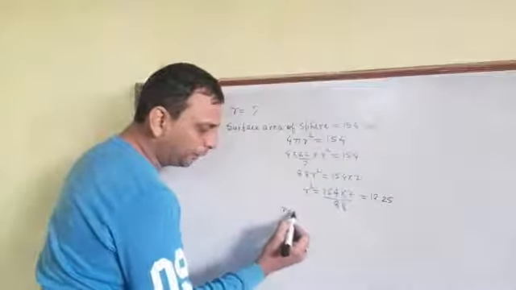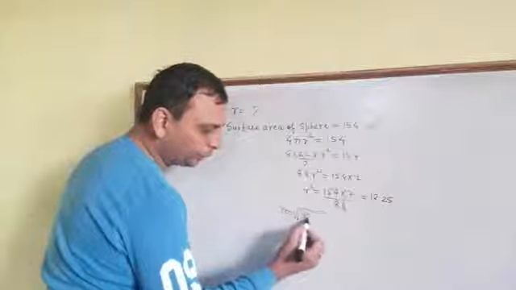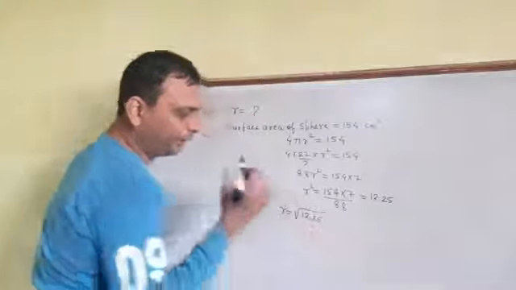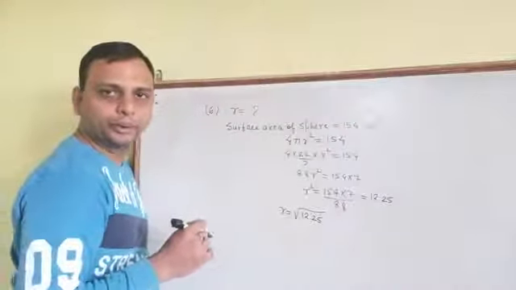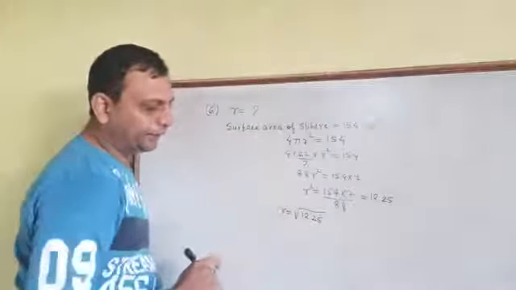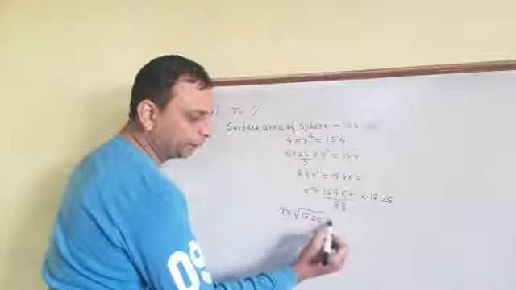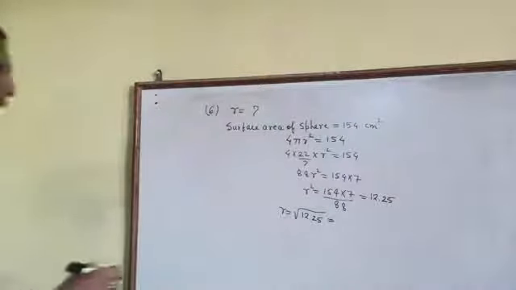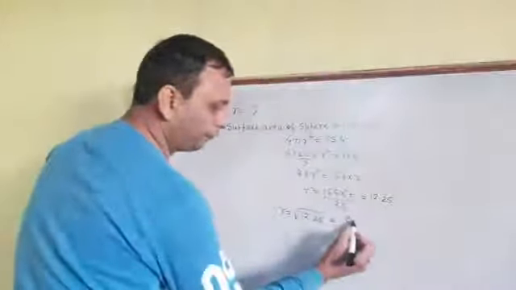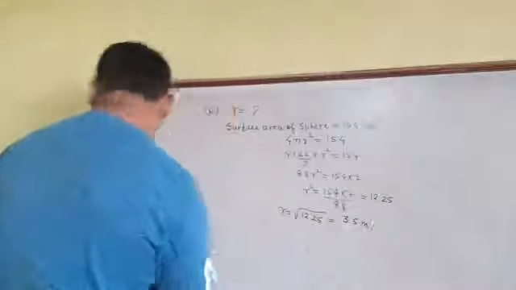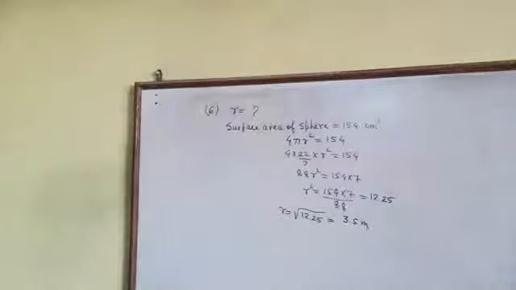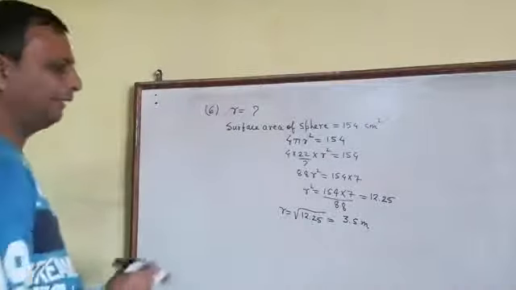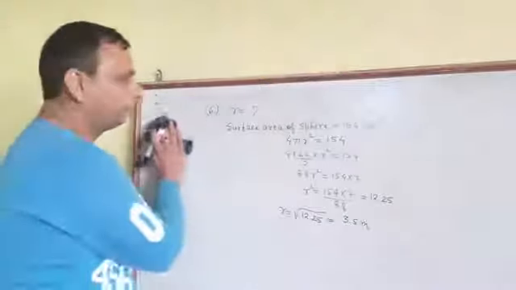r will be the square root of 12.25. I think you know how to find the square root of 12.25, or you can do it by factorization also. So this is the perfect square of 35, that means 3.5 meter. 3.5 meter is the radius. This completes question number 6th. Now we have to solve question number 7th.